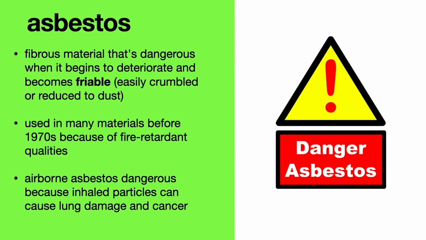Asbestos. Friable asbestos is a fibrous material that's dangerous when it begins to deteriorate and becomes easily crumbled or reduced to dust. It was used in many materials before the 1970s because of its fire retardant qualities. Airborne asbestos is dangerous because inhaled particles can cause lung damage and cancer.